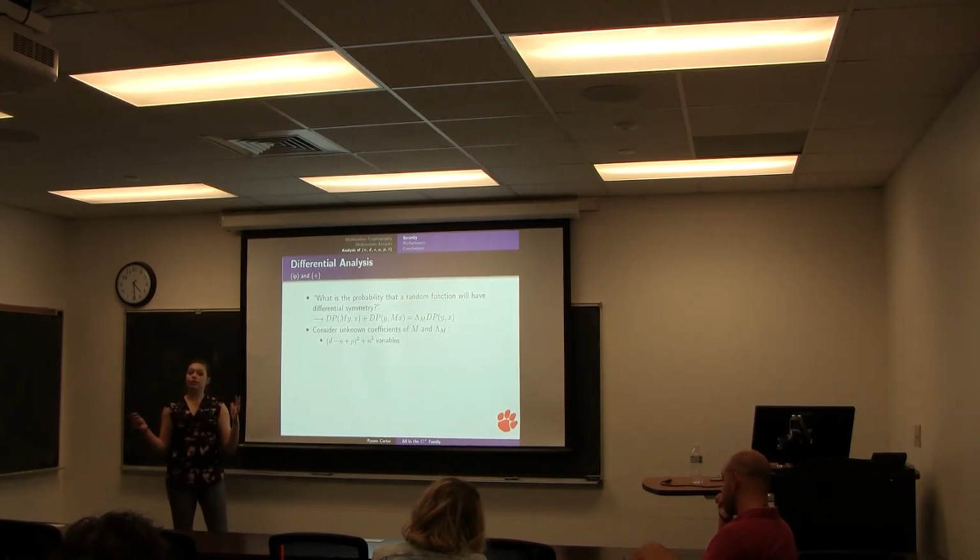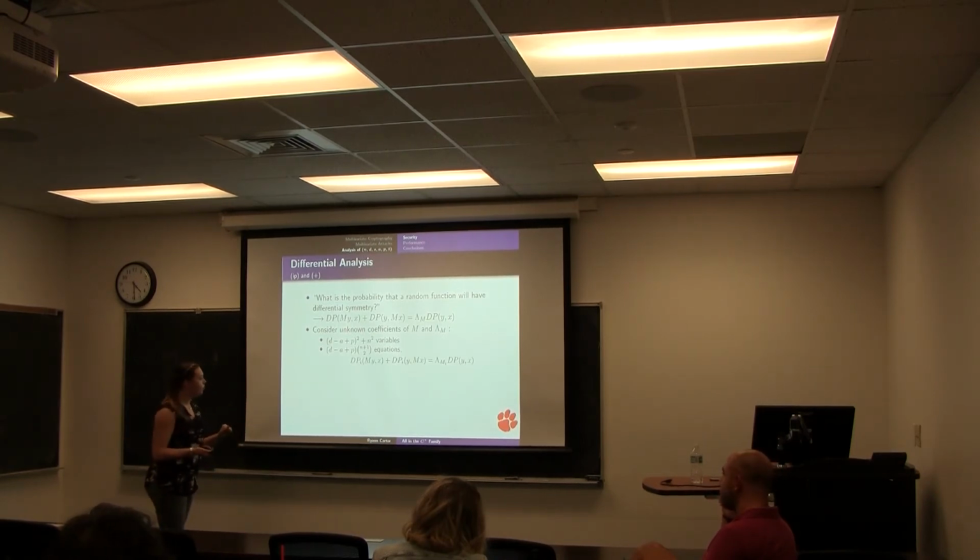So my square matrix lambda M will have (d minus a plus p) squared variables. All right, so that's how many variables I have. And then I'm going to have (d minus a plus p) times (n plus 1 choose 2) equations. Why? Don't worry, we will explain it.